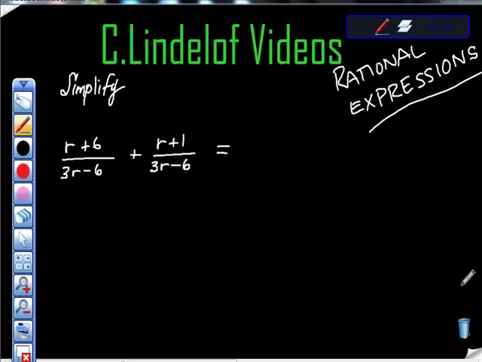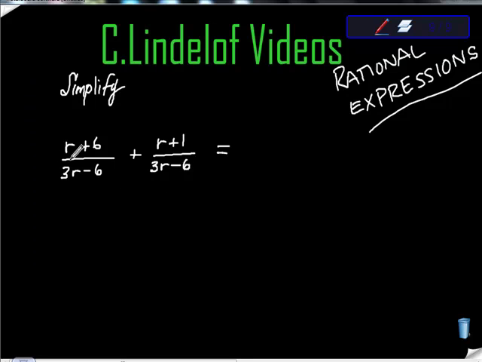Adding and subtracting rational expressions. The first one we have is this one. It says we have (r + 6)/(3r − 6) + (r + 1)/(3r − 6). First thing I'm going to do each time, before I even start messing with this, is just check and make sure that the denominators match.